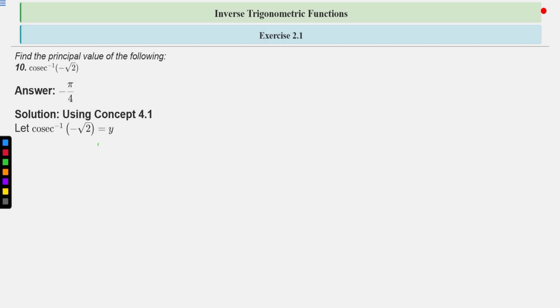So you'll go with the similar process as we have done previously. Then cosec y will be equal to minus root 2, right? So minus root 2, we can write it as minus of cosec pi by 4, right? Because cosec pi by 4 is root 2. And minus cosec theta is equal to cosec minus theta. So you can write it as cosec minus pi by 4.